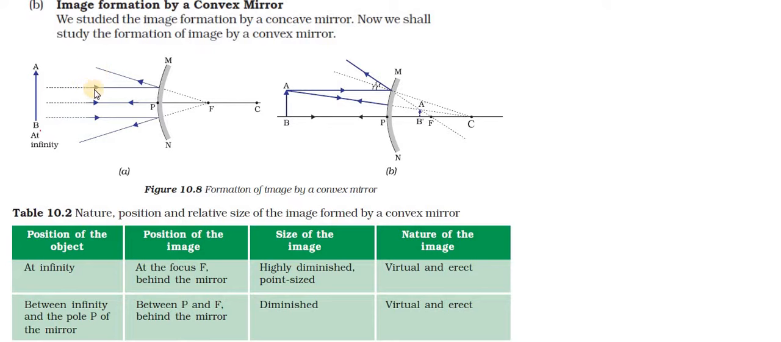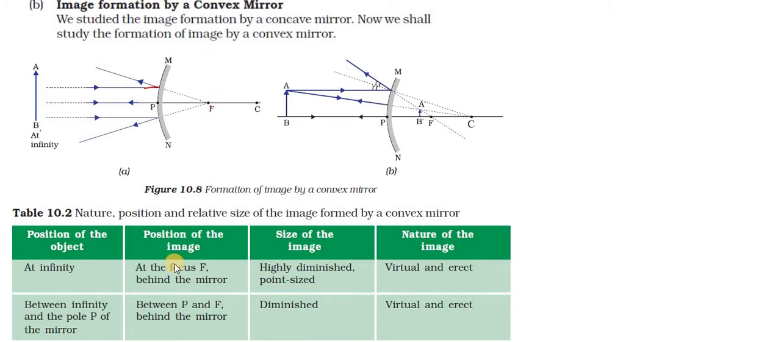The rules of ray travel are everything the same as what we did in concave mirrors. Now when an object is placed at infinity, the two rays will fall like this. This is one ray and here one ray falls. After reflection, they get reflected back like this, so they will not meet at any point. So when we try to take the image, it is a virtual image, not a real image. Why? Because the image is not formed by meeting rays. The image is at the focus F behind the mirror.